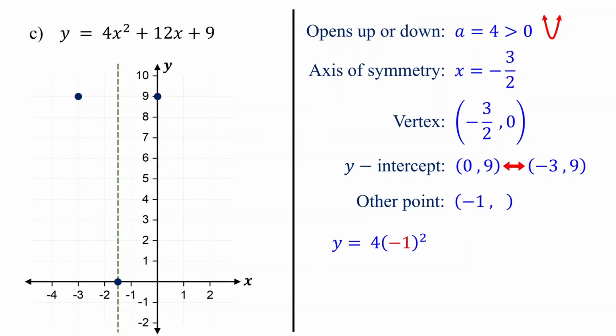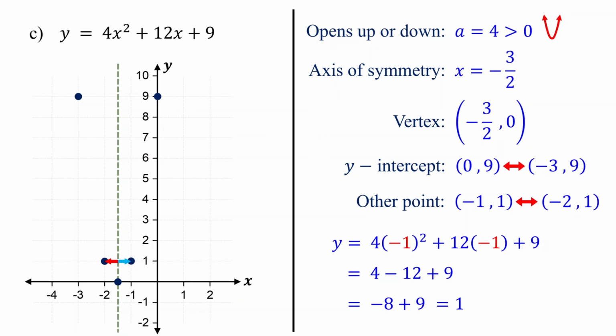Then find its corresponding y value by substituting -1 for x into the original function. Simplifying this, we find that y equals 1. So, we have the point -1, 1. Plot this point on the graph. Then, locate a point symmetric to this point across the axis of symmetry. This point is 0.5 units to the right of the axis of symmetry. So, a point 0.5 units to the left of the axis of symmetry, which is -2, 1, is also on the parabola, right?